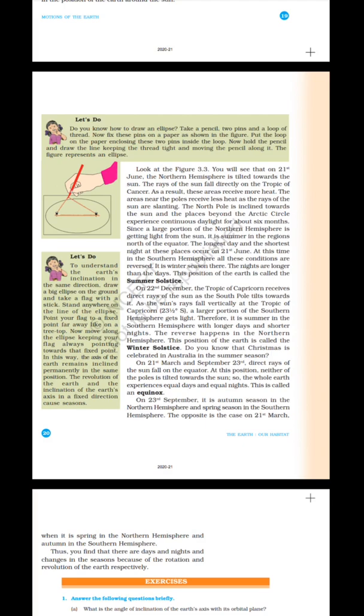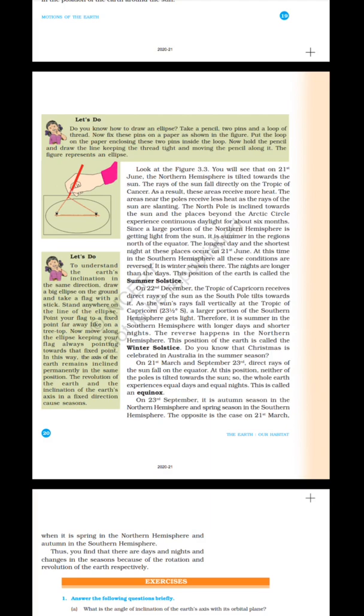The North Pole is inclined towards the sun, and the places beyond the Arctic Circle experience continuous daylight for about 6 months. Since a large portion of the northern hemisphere is getting light from the sun, it is summer in the regions north of the equator. The longest day and the shortest night at these places occur on 21st June.